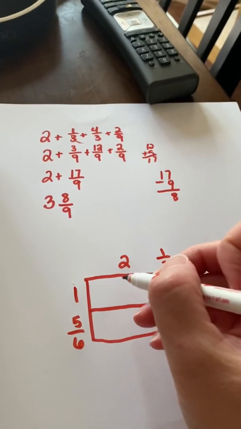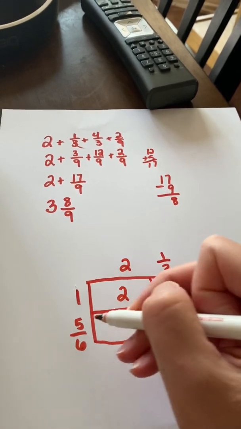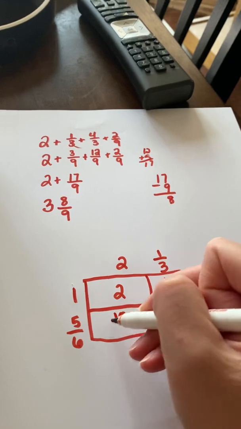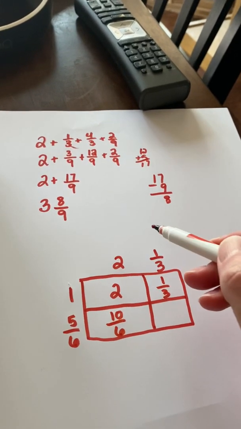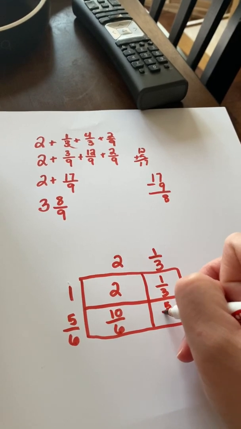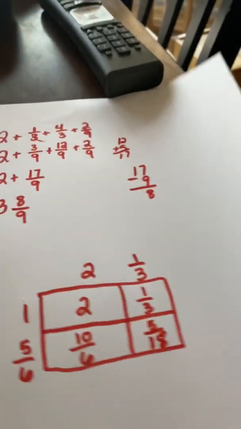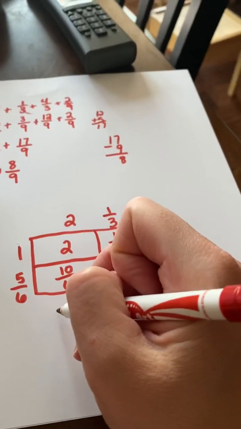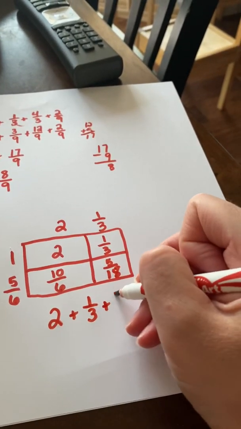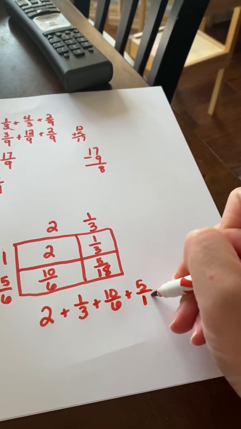So 1 times 2 is 2. 1 times 1/3 is 1/3. 5/6 times 2, 2 times 5 is 10, 10 over 6. And 1/3 times 5/6 is going to be 5, 3 times 6, 18ths. Okay, so we have our partial products. So now we need to add up our numbers. So 2 plus 1/3 plus 10/6 plus 5/18.